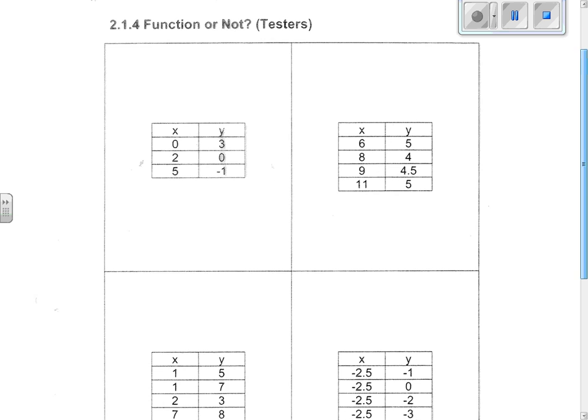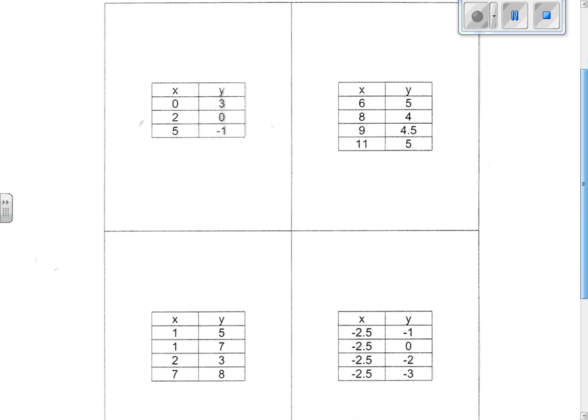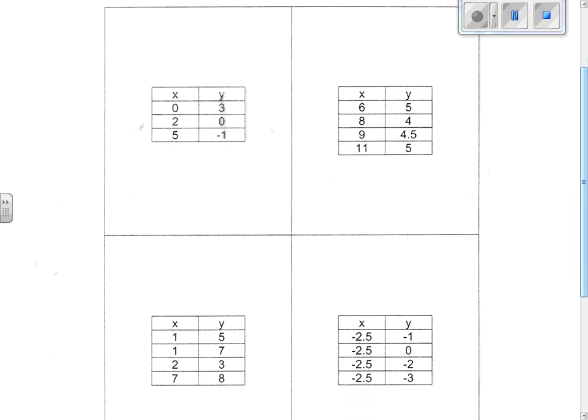Let's see of these 4, which ones are functions and which aren't. Top left is a function. Top right, each x value maps onto a y value. It is a function. But the bottom left is not a function because 1 has two possible answers. X equals minus 2.5 has 4 possible answers in the last one. It is not a function.